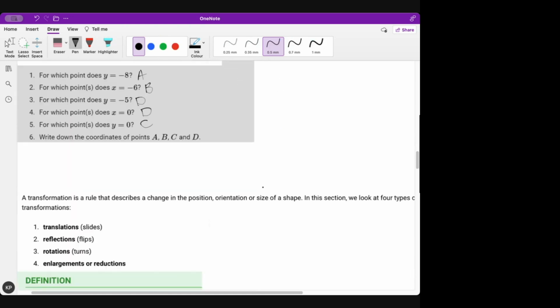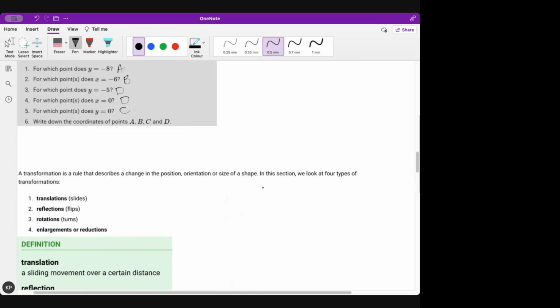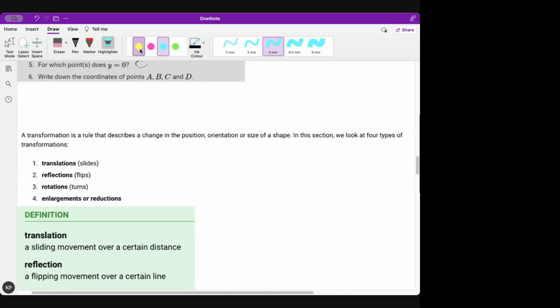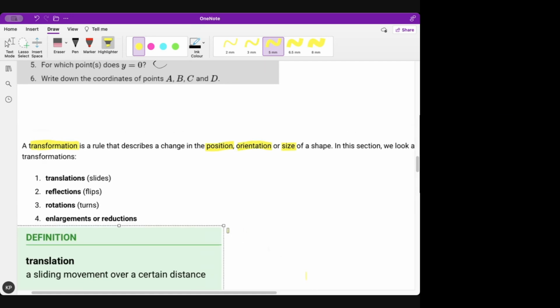All right. Now let's speak about what we came here to speak about, transformations. So we're going to speak about 4 different types of transformations. And a transformation is the rule that's going to describe a change in position, orientation, or the size of a shape. Okay. So for this section, we're going to look at the 4 different types of transformations. And the first one is a translation, which is actually just sliding the shape over a distance.